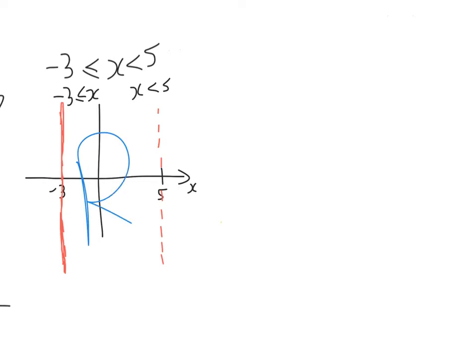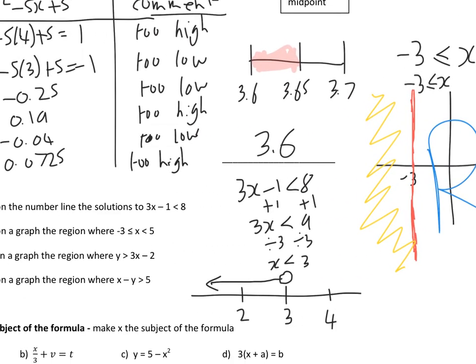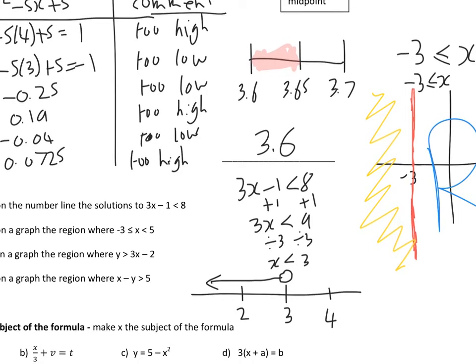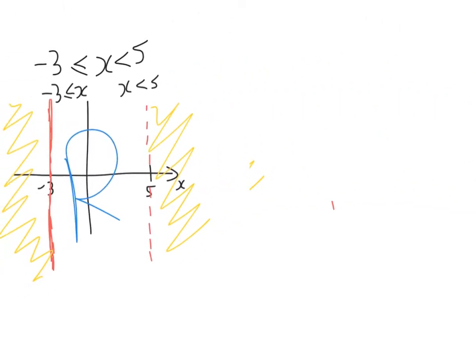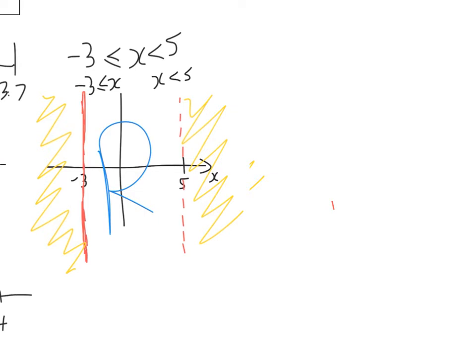And then everything else is wrong. That's the first one. The next one is y is greater than 3x minus 2. You need to draw the line.